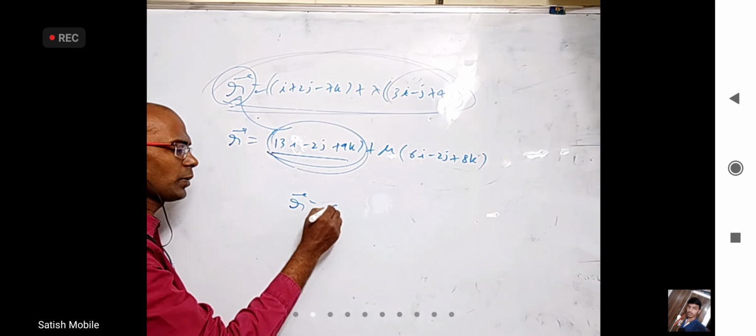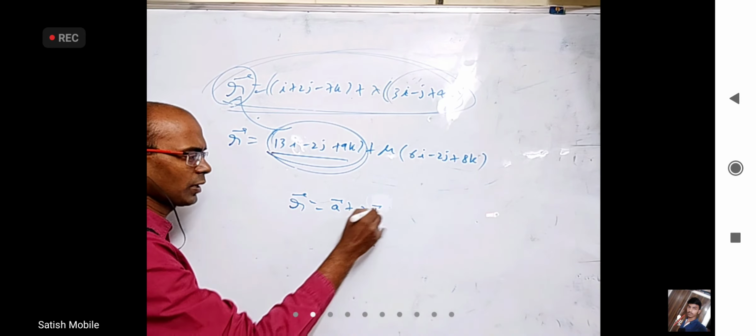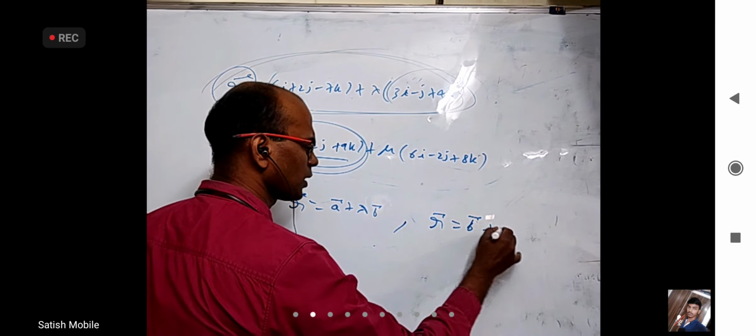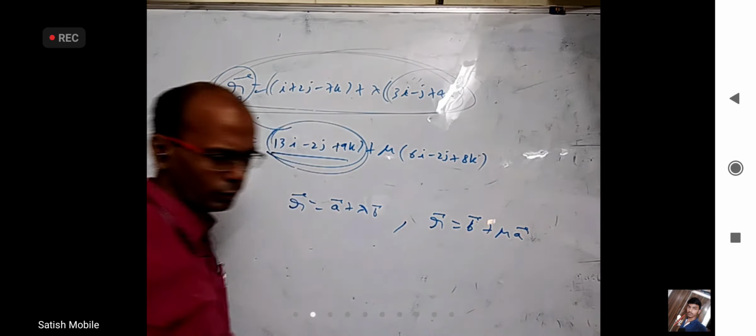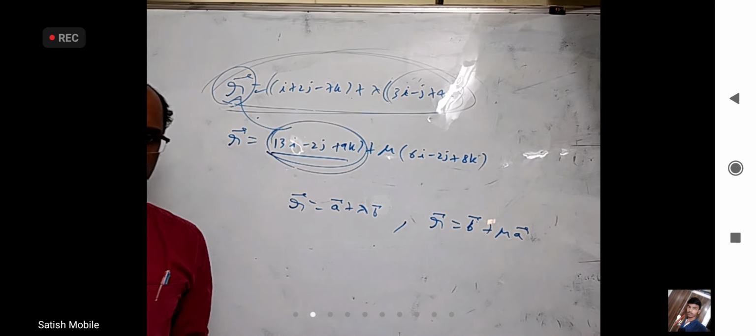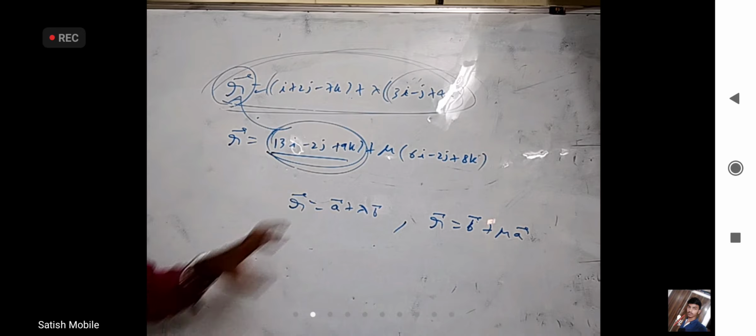You take r bar equal to a bar plus lambda b bar and r bar equal to b bar plus mu a bar. Okay. This is one line, this is some other line, and they are not parallel lines. Okay. What is the point of intersection? They may ask. How will you find the point of intersection? Equate this part to this part.